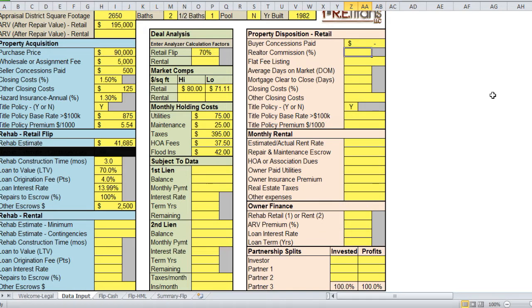Next is realtor commission. Traditionally this is 6%, but in our business we use a flat fee listing service and pay a selling agent fee of 3%. So I'll put 3% in that field. Our flat fee listing service, I'm going to put $375 for that.